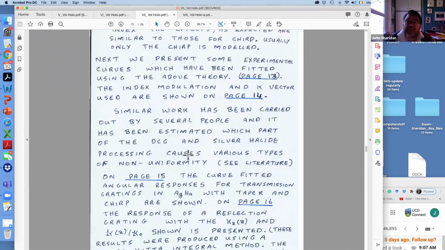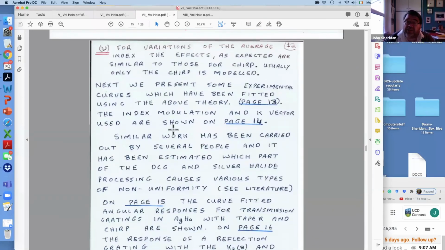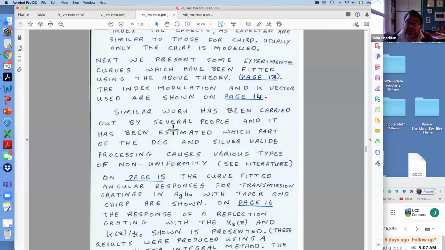Next, we present some experimental curves which have been fitted using the above theory. So you do experimental measurements and you fit them, using the procedure I talked about before. The index modulation and the k-vector used are shown on page 14. So the actual variations: you have the experiments and then the predicted variations which produce the best fits.